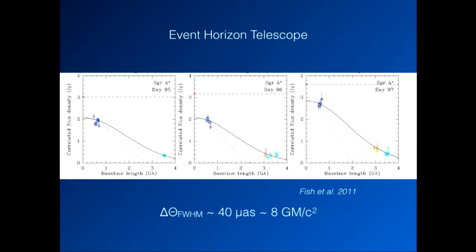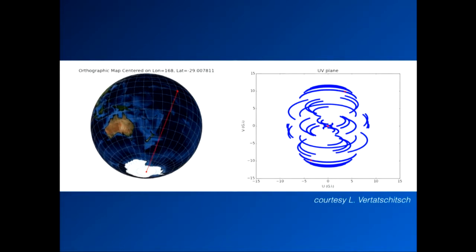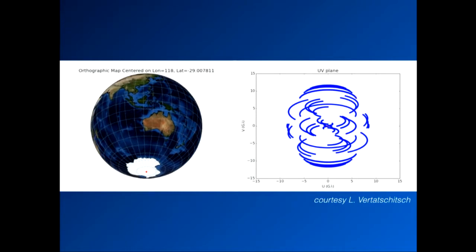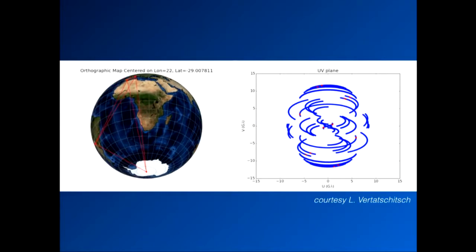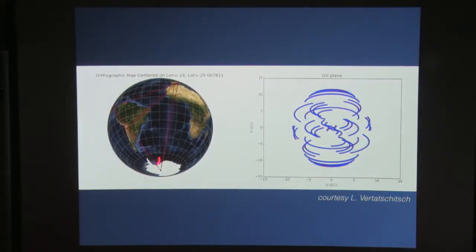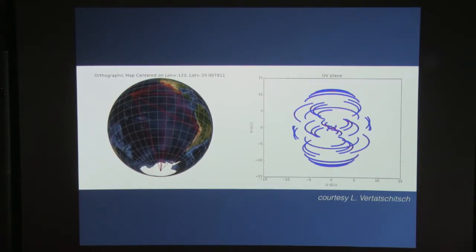And I think this is JCMT plus CARMA plus Arizona Radio Observatory. But in the future, it will be possible to use a much larger network of millimeter antennas. So let's see if I can, there we go. So this is provided by Laura here. So it shows the location of the stations that we hope will be in the Event Horizon Telescope network on the left, as seen from the center of the galaxy.